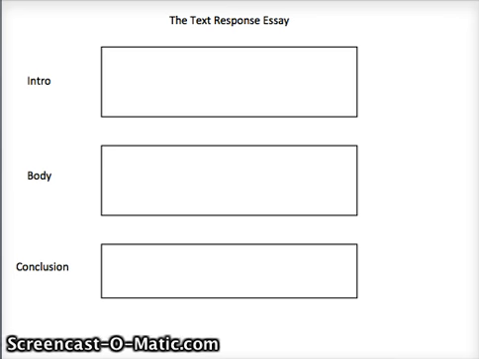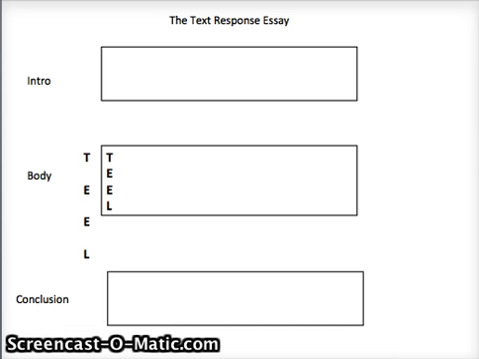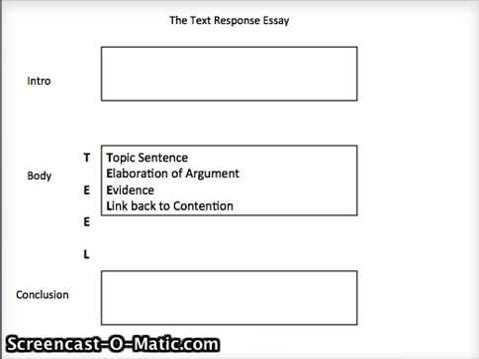Our essay is going to look like this. It will have an introduction, a body, and a conclusion. The body of our essay will follow a TEAL structure. That is, it will have a topic sentence, an elaboration of the argument, evidence, and then linking back to the contention.